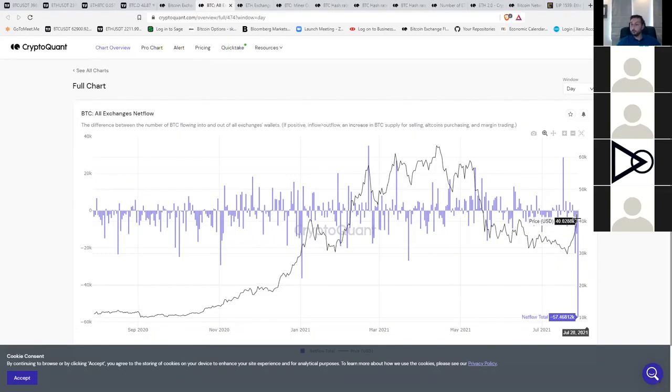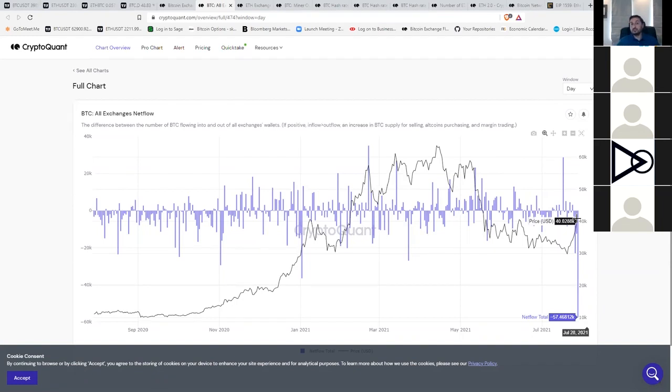That's actually an outflow from exchanges of Bitcoin. So historically, that's a fairly bullish indicator. Now, with all these things, you don't want to look at any one indicator in isolation. What you want to do is get a combination of different indicators that can give you a better full picture on what's going on.